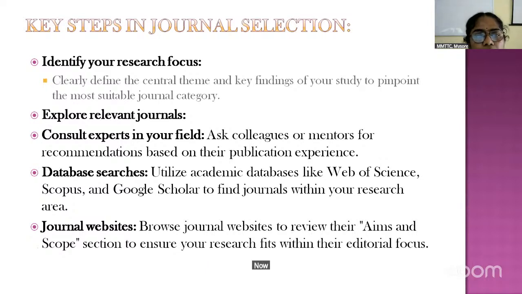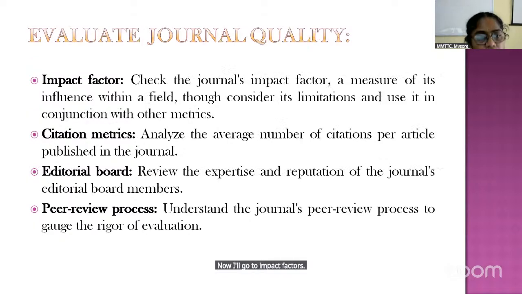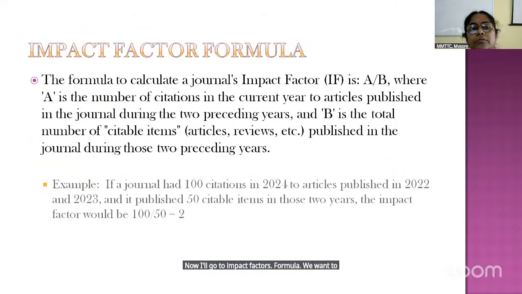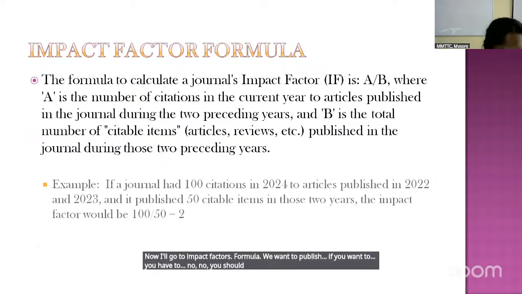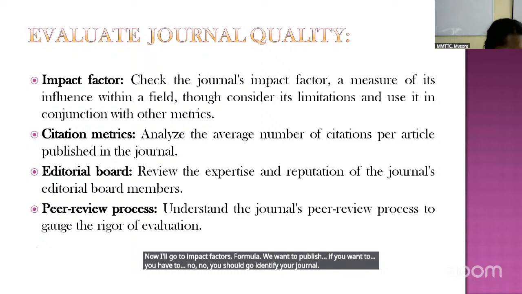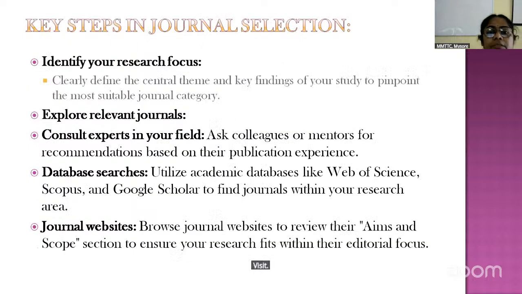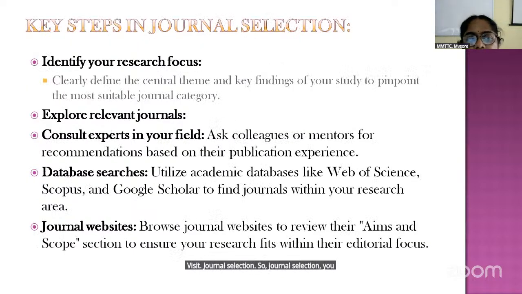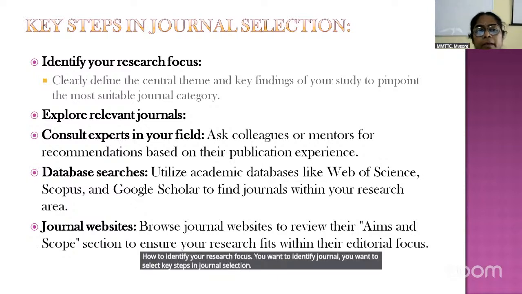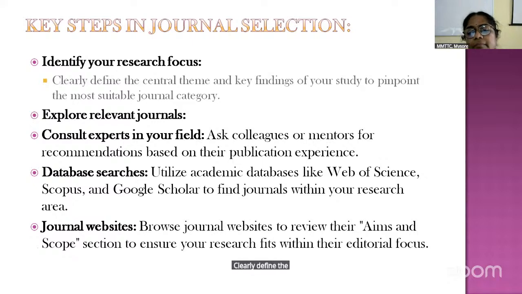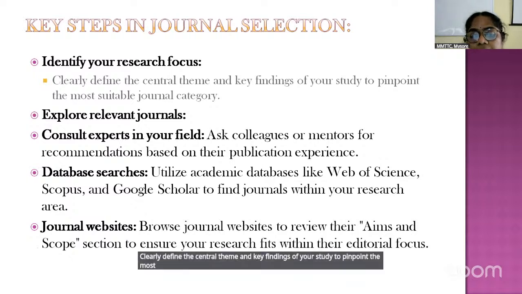Now I'll go to the impact factor formula. If you want to publish, you should identify your journal. Journal selection: how to identify your research focus. You want to identify the journal. Key steps in journal selection: clearly define the central theme and key findings of your study to pinpoint the most suitable journal category.